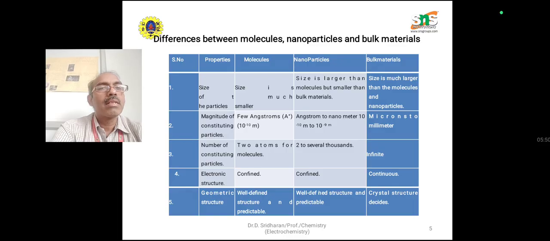Electronic structure is confined for molecule and nanoparticles, but for bulk materials, it is continuous. Then the fifth one is geometric structure. In molecule, it is a well defined and predictable structure. The nanoparticle also has a well defined and predictable structure. In bulk material, the crystal structure decides.